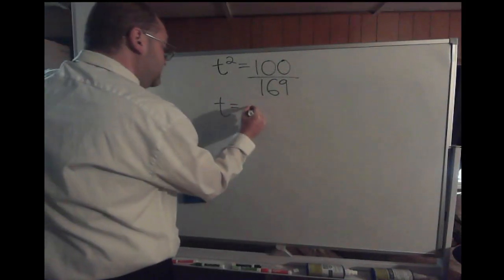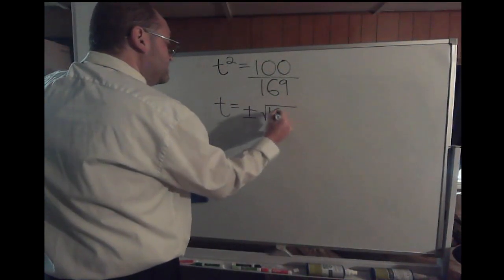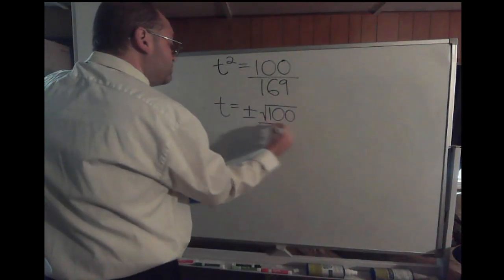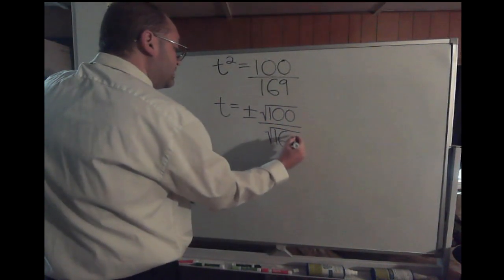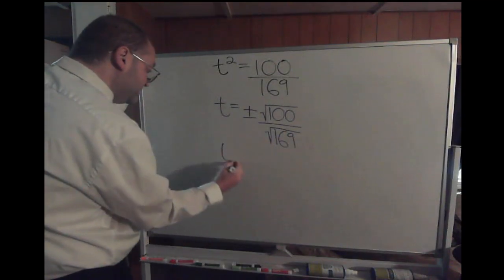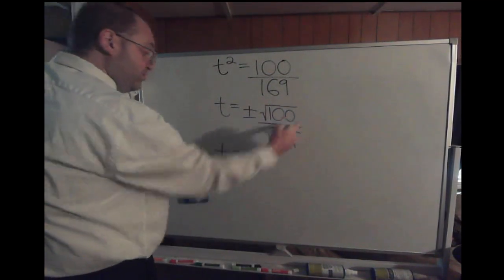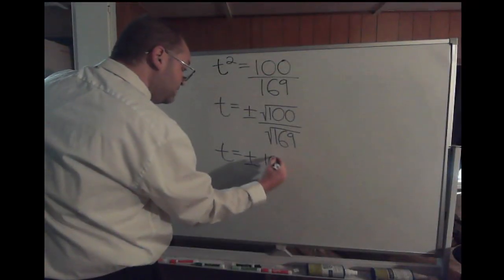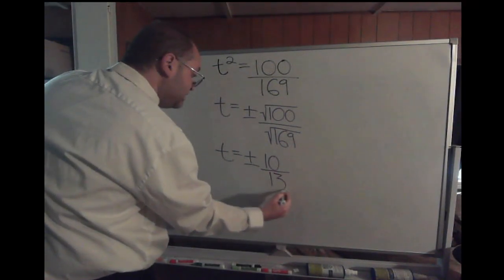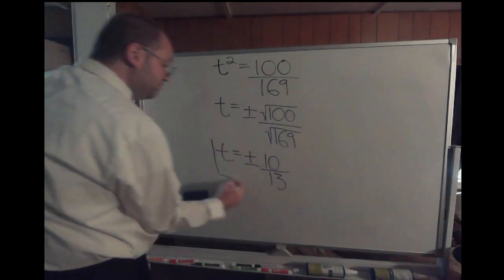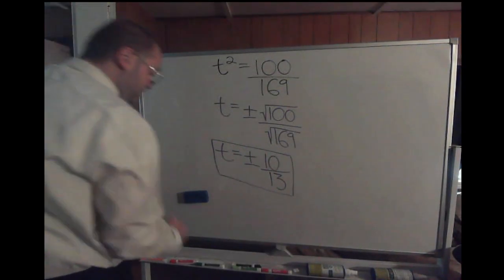It's supposed to be plus and minus the square root of 100 over the square root of 169. Well, to take this a step further, t is still equal to plus or minus, but the square root of 100, well, that's 10. Over the square root of 169, that's 13. So t is equal to plus and minus 10/13. That would be your answer for this.